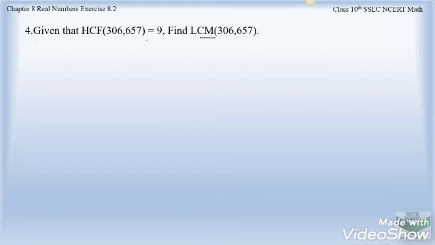So here in the question they have given us the HCF, that is 9, and we have to determine the LCM of these two values. Previously we have already learned a formula which says, given two integers a and b, the HCF of a comma b into LCM of a comma b is equal to the product of those two integers, that is a and b.